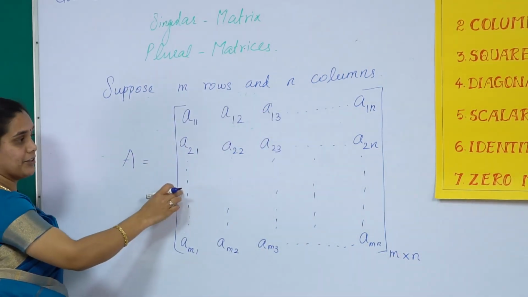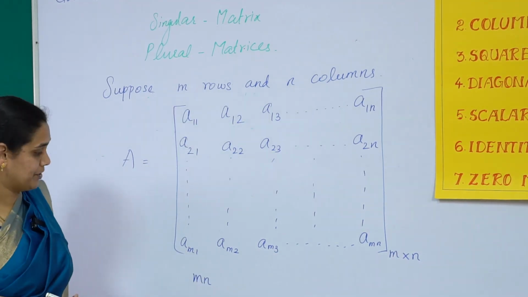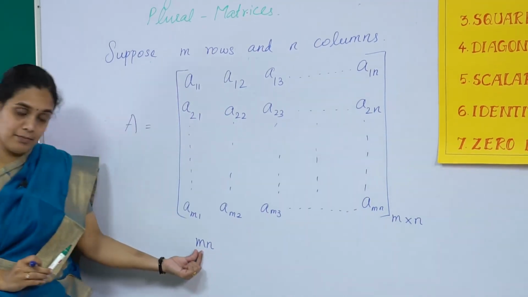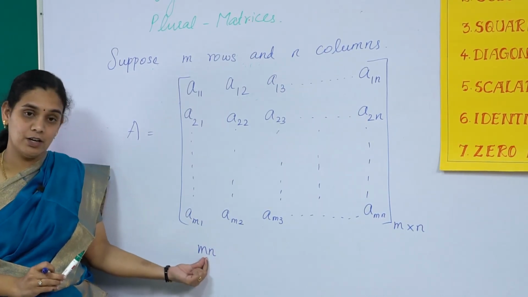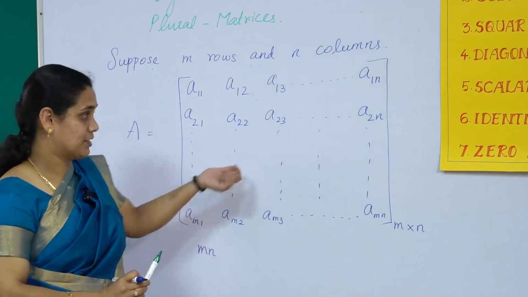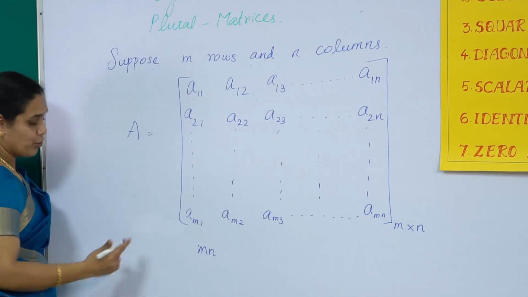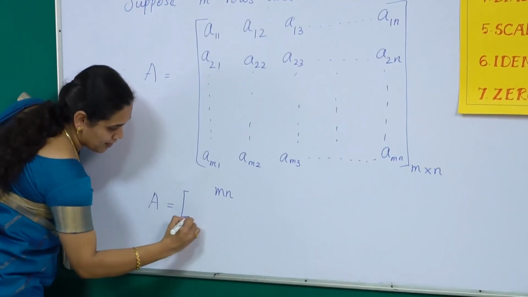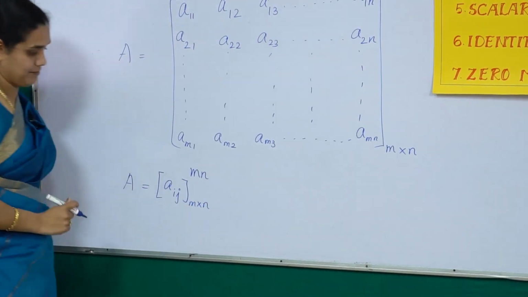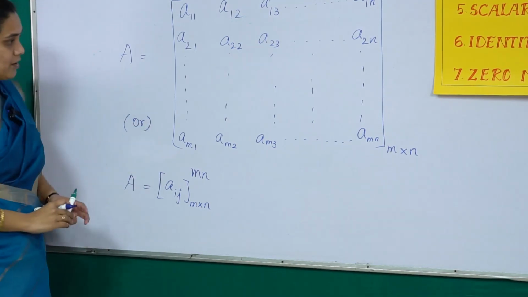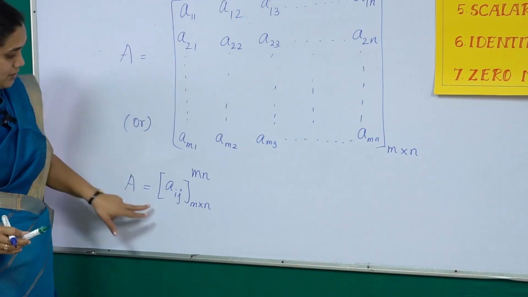Then how many elements will be there here? Mn elements will be there. M can be any natural number, and n can be any natural number. If we multiply, we get the number of elements present in the matrix. This same matrix, instead of writing in a bigger way, we can write as A equal to Aij of order m by n. So the general form can be represented like this or like this.